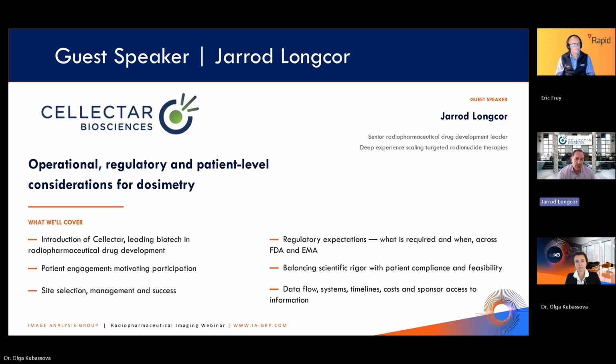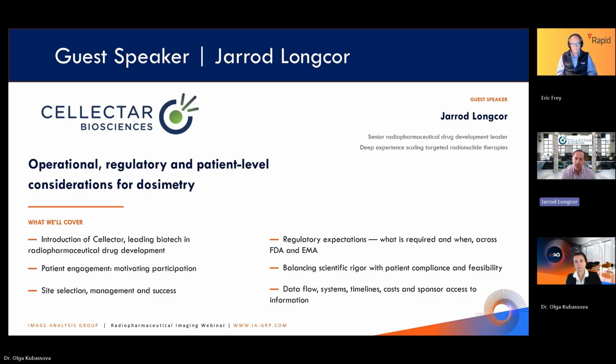As we talk about today, we're going to focus in on dosimetry trials and from my perspective, the operational components of it, the challenges both from an operational standpoint, the regulatory standpoint, and patient level considerations as we think about not just dosimetry, but general radiopharmaceutical trials. We will be covering beyond the introduction of Cellectar as a leading radiopharmaceutical company utilizing a novel platform. But also we're going to cover things such as patient engagement, how to motivate participation in the trials, how to keep them engaged in the trials, site selection, management success to deliver on these trials, because it's not simple.